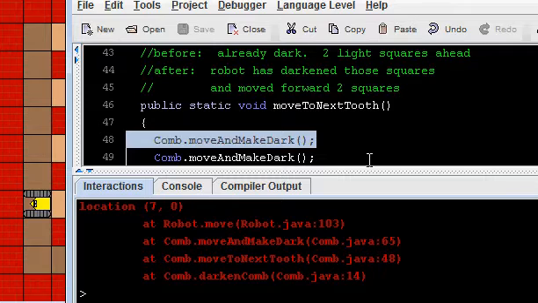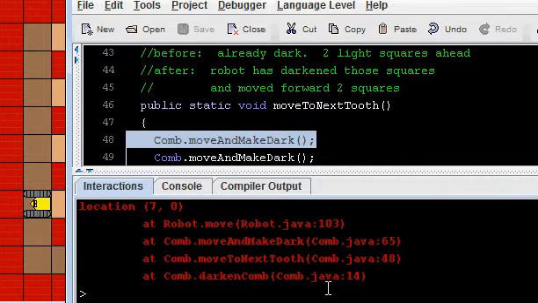So that's the first move and make dark. That means nothing has happened yet. We're at the very beginning. We're at move and make dark, which goes to move and crashes. So did we meet the precondition for move to next tooth? Well, are we already on a dark square? Yes. Are there two light-colored squares ahead? No, there's a wall ahead. So apparently, we shouldn't even be calling move to next tooth at this point. So move to next tooth might be fine. The problem is we shouldn't even call move to next tooth.